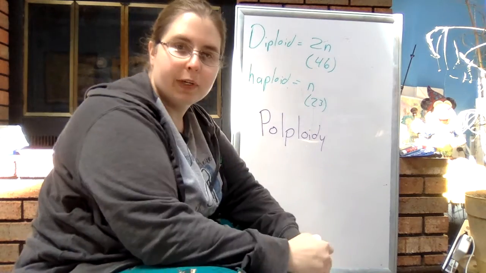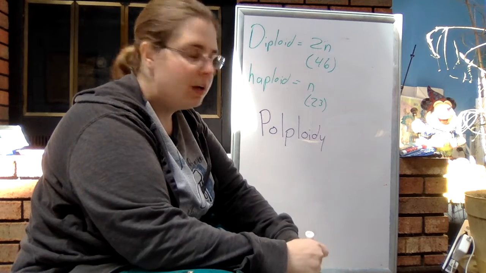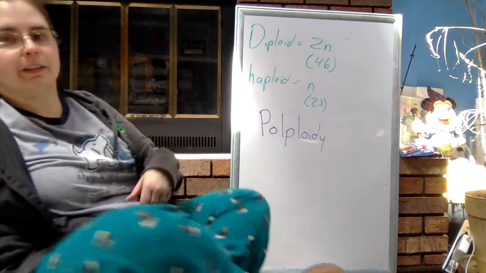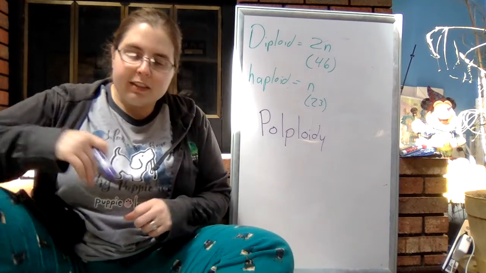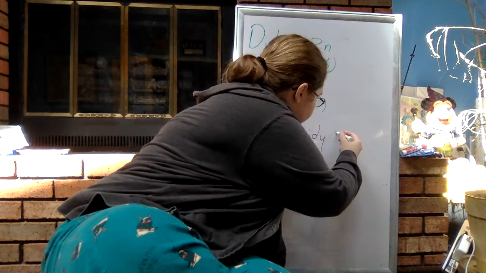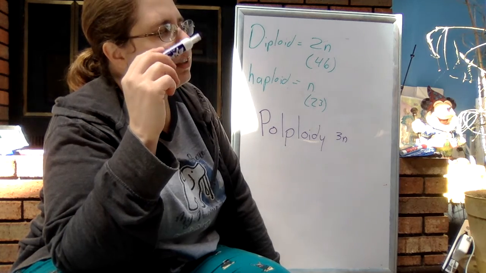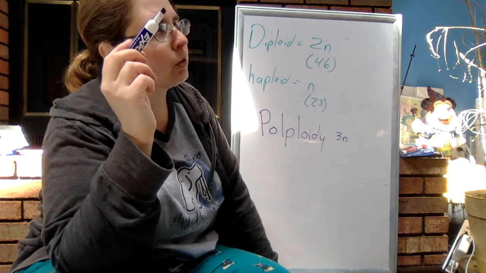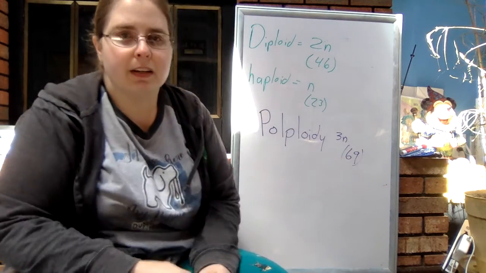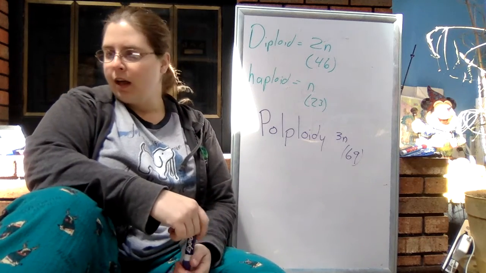So polyploidy is when you have extra whole sets of chromosomes. So instead of being diploid, if you're a polyploid, you're going to have a different number in front of that N. So let's say humans were polyploid and we had 3 of each chromosome. And that means we would be 3N, or 3 times 23, which is 69 chromosomes. So it's not just having an extra 1 or 2, it's actually having an extra set, or even more.